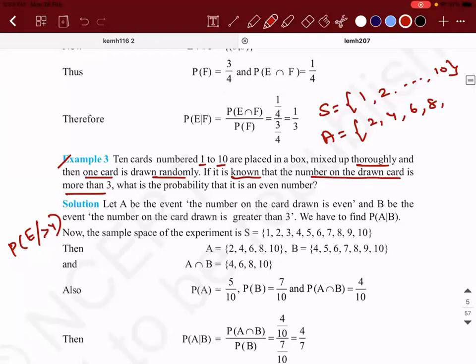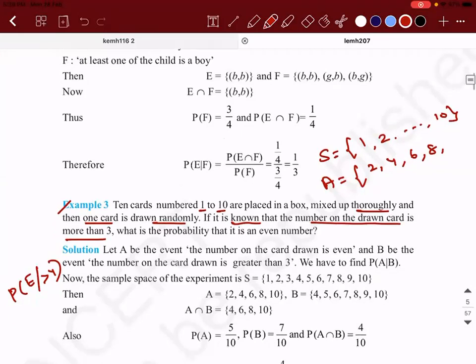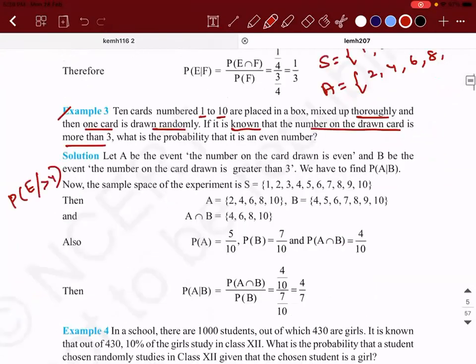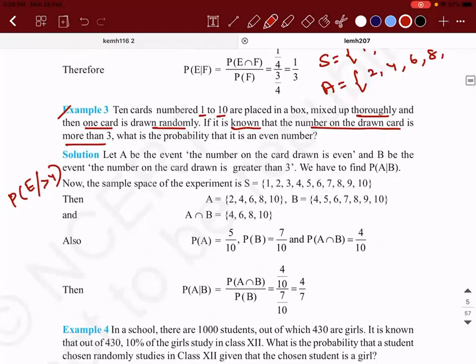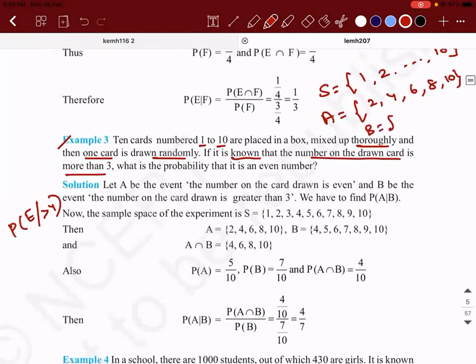Until 10. So what is the probability of A given B? The probability of A intersection B divided by the probability of B. So tell me one thing. In this case, is it possible to find the probability of B given A? It will be the probability of B intersection A divided by the probability of A. Guys, tell me one thing. Will this exist in this question?